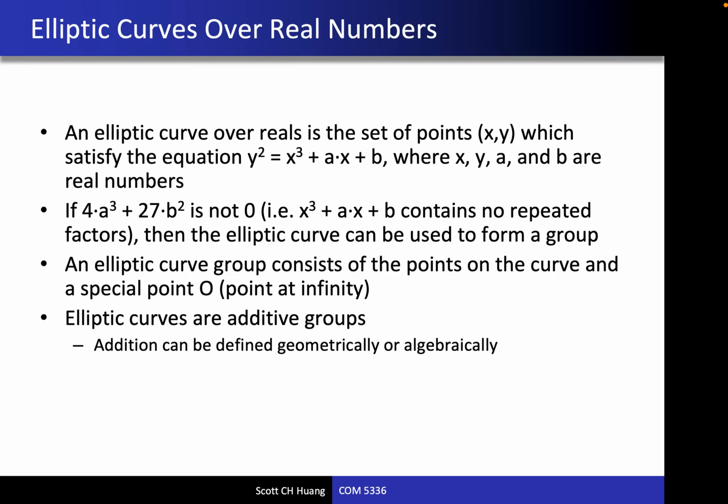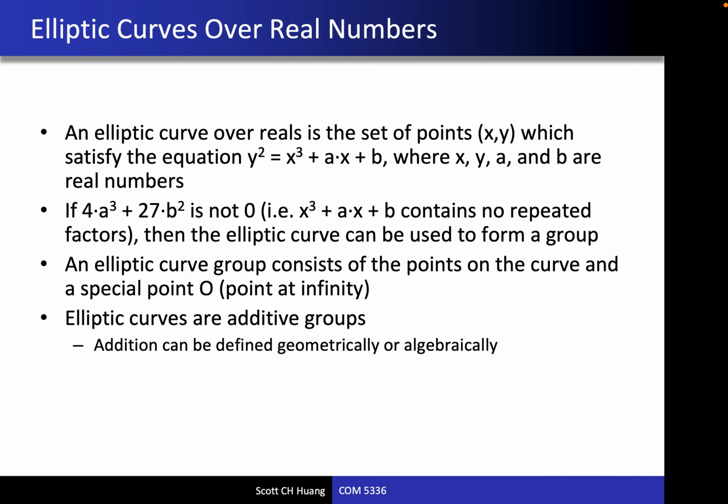So what we were talking about last time was that both a and b are actually real numbers. And the determinant is this. The determinant of the cubic equation is 4a cubed plus 27b squared. And if this is not 0, then we have a non-degenerate elliptic curve, which is useful. If the determinant is 0, then we have a problem. This type of elliptic curve cannot be used.